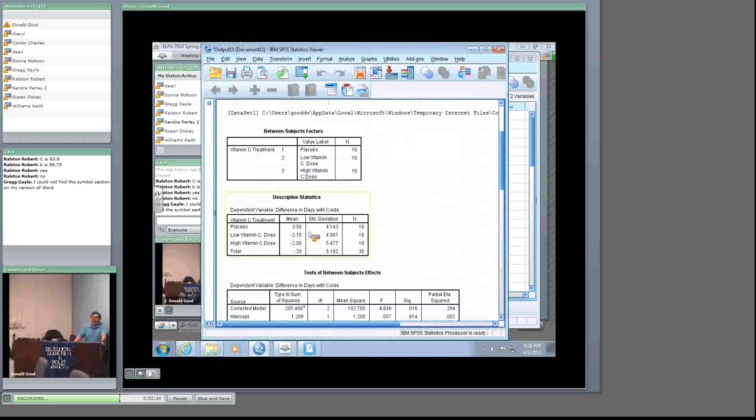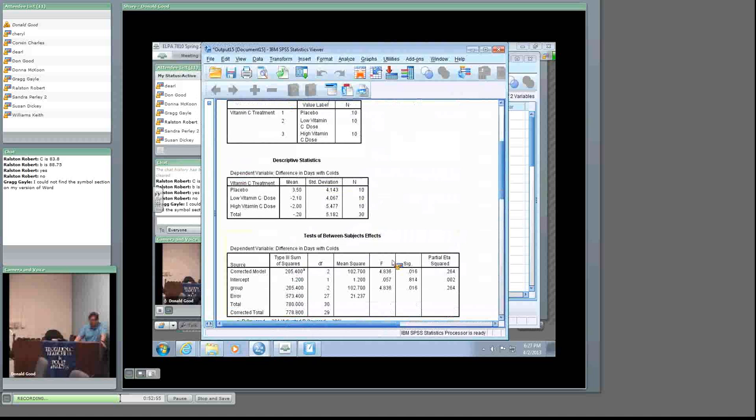Again, higher numbers mean more sick. So the placebo group, that was group 1, was sick an average of 3.5 days more this year than last year. The low and high dose were sick approximately 2 or a little more days fewer than last year.